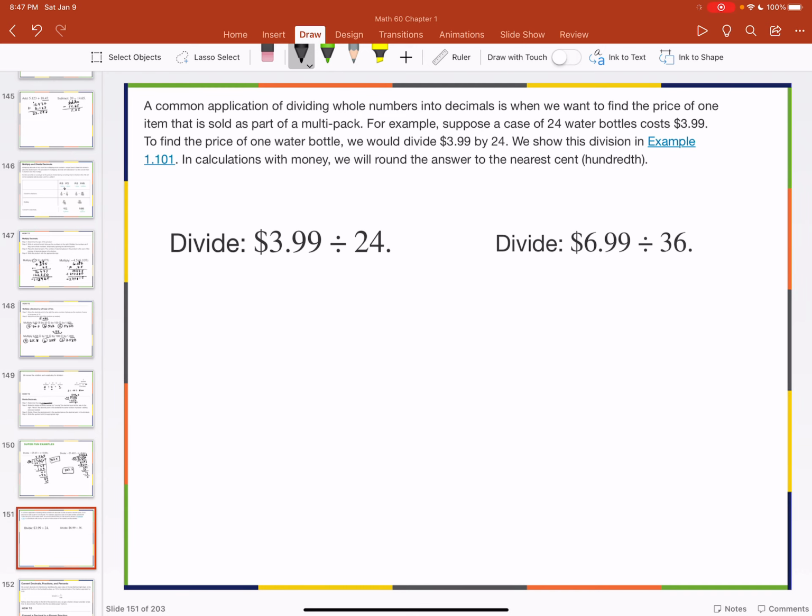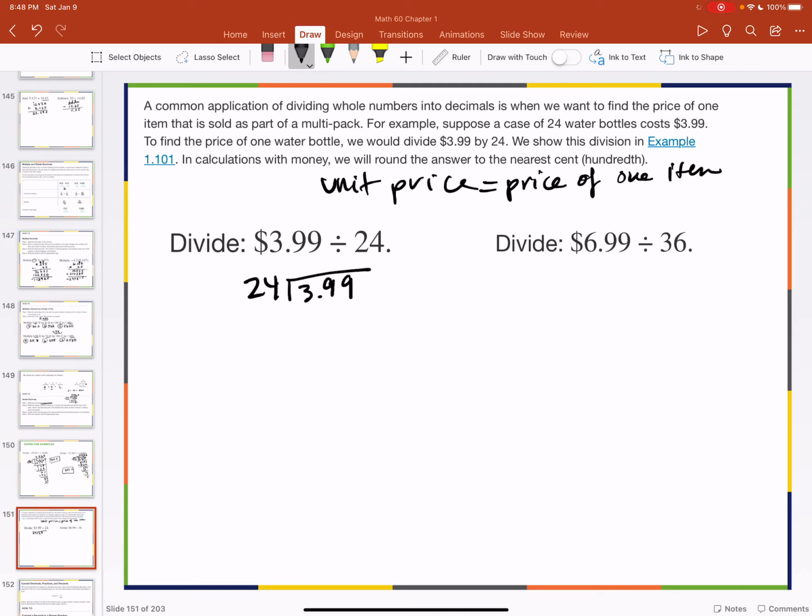A common application is finding a unit price. Unit price is the price of one item. Let's say a case of 24 water bottles costs $3.99. To find the price of one, we divide $3.99 by 24, so we rewrite it like this. Because we're talking about money, we round the answer to the nearest cent, which is the hundredths place. This is my decimal point.